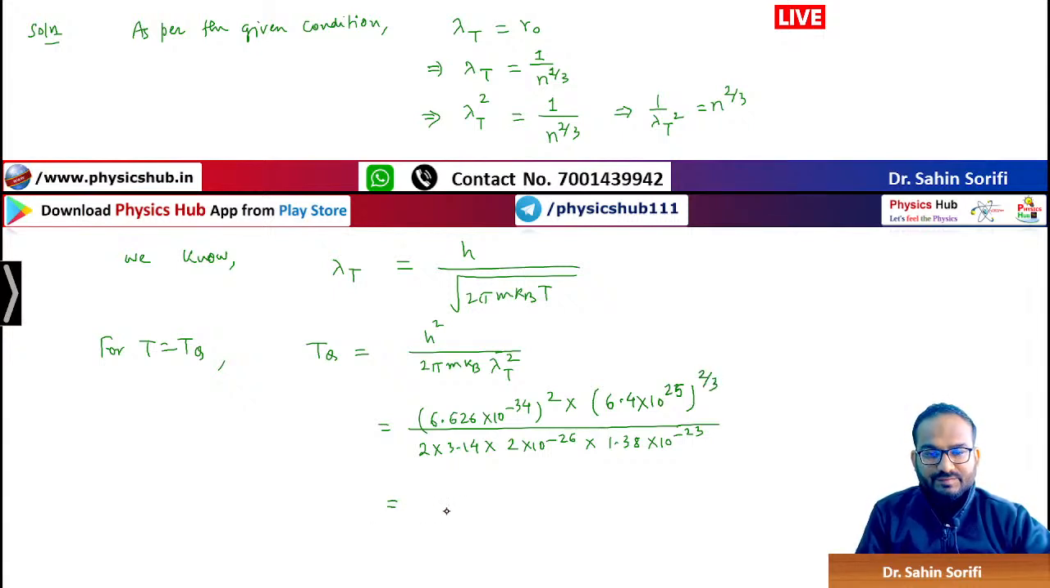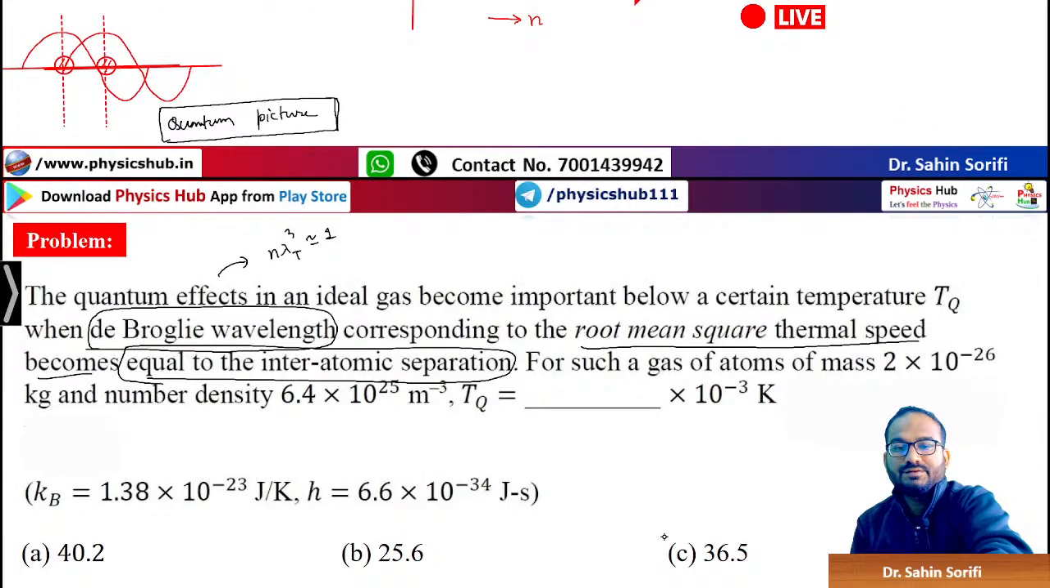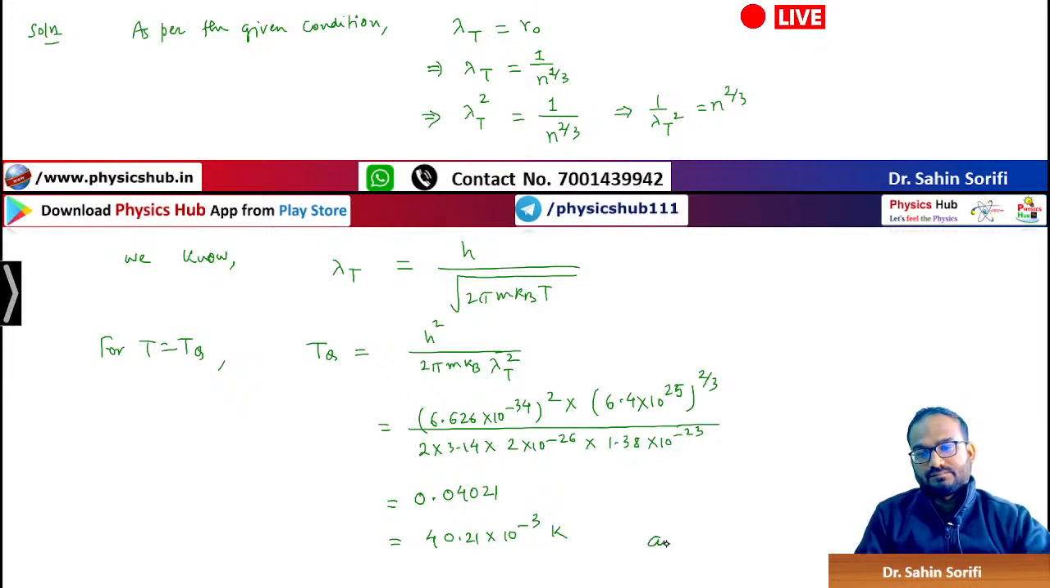If you evaluate this, you will get around 0.04021. If you express it like this, 40 times 10 to the power minus 3 Kelvin, 40.21 actually. And that's matching with option A. Let me know if you have understood this or not. Then we'll go for the next problem.